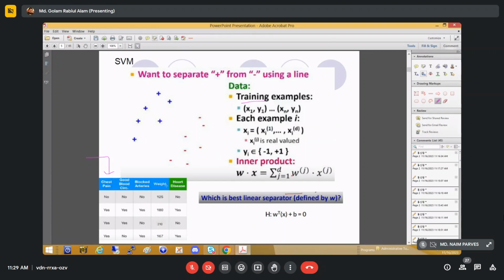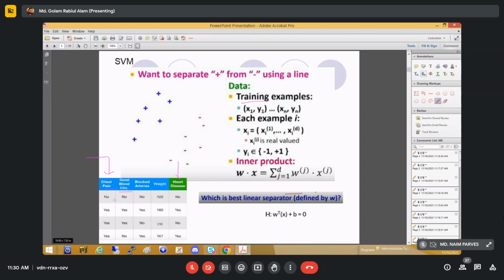In this data set, we have 4 features. There is chest pain, whether there is good blood circulation or not, whether there are blocked arteries or not, and also the weight of the patient. Then this is the heart disease, which is our class label, or target variable, to classify whether a patient has heart disease or not.